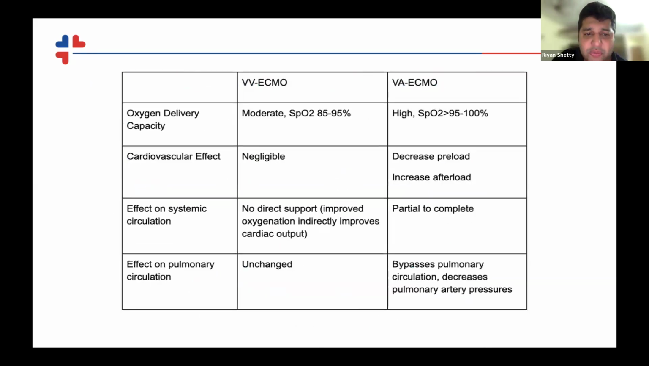What is the basic difference between veno-venous and veno-arterial? Veno-venous can give a moderate amount of oxygen delivery. Its cardiovascular effect in decreasing preload and increasing afterload is negligible. Here, it has no direct support of systemic circulation, except that in a respiratory failure, it improves oxygenation, brings down the pulmonary vascular resistance, and improves the RV cardiac output. But in veno-arterial, there is partial to complete effect on the systemic circulation. And in veno-venous, there is no effect on the pulmonary circulation, whereas in veno-arterial ECMO, it bypasses the pulmonary circulation and decreases the pulmonary artery pressures.